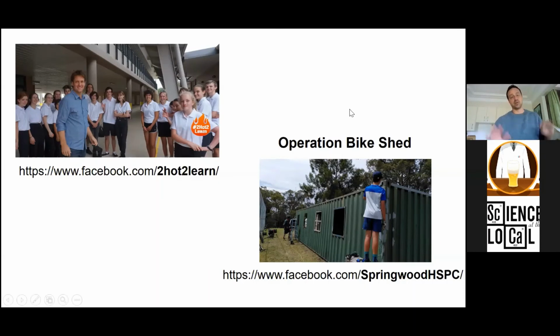Also, for the local people in the Blue Mountains, Operation Bike Shed, where we're converting this container into a bike shed for Springwood High School. We've opened it up now, we've put windows in this container, and we're ready to start painting. Go to our Facebook page and look for announcements, and hopefully, weather dependent, next Sunday I'll be looking for volunteers to help paint this thing. So if you're free, please come along.